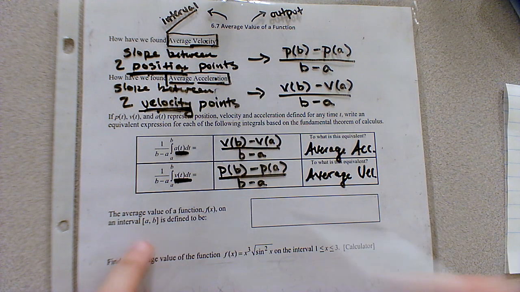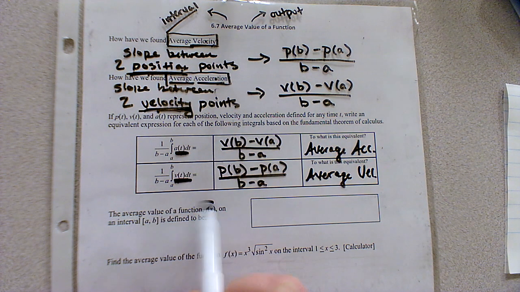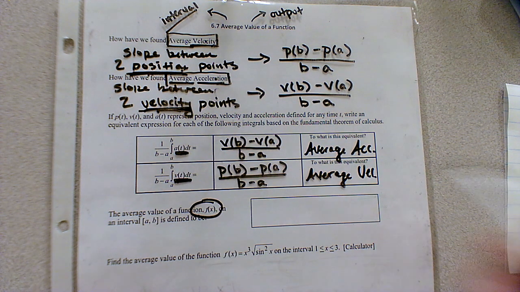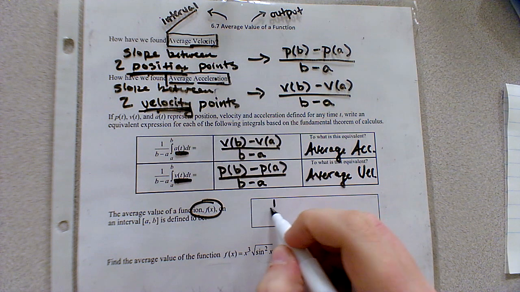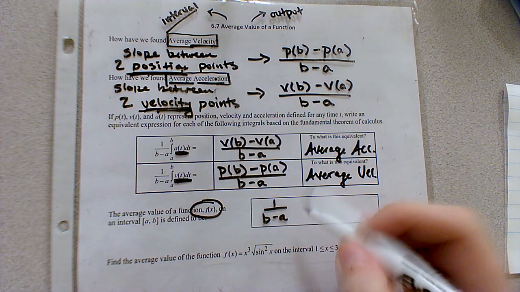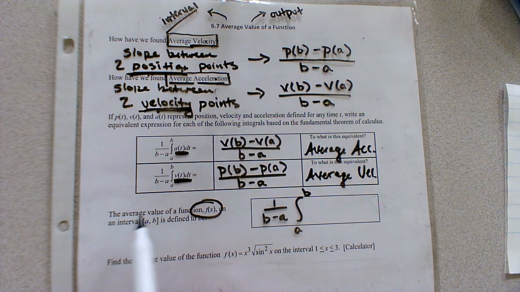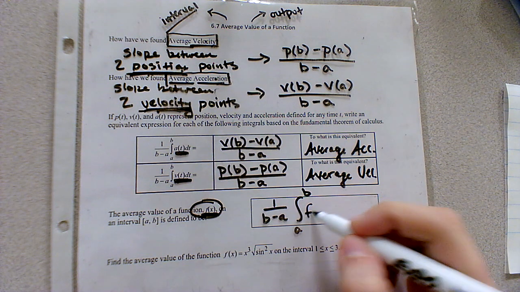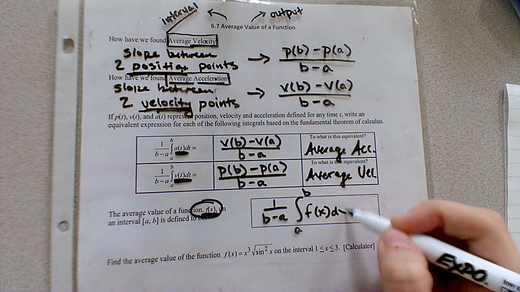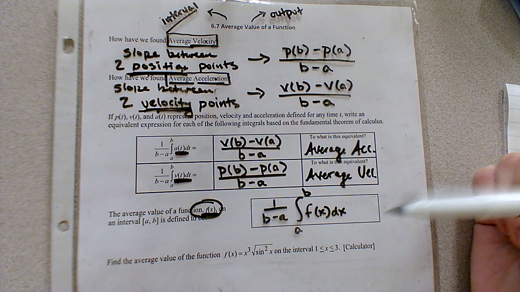So we can generalize this. If we wanted to find the average output of any function, no matter what that might be, it seems like we need a particular setup of 1 over the difference of the bounds times an integral from a to b. And if you want the average value of some function, that's the function that you need to work backwards from, aka that's the function that you need in your integral.